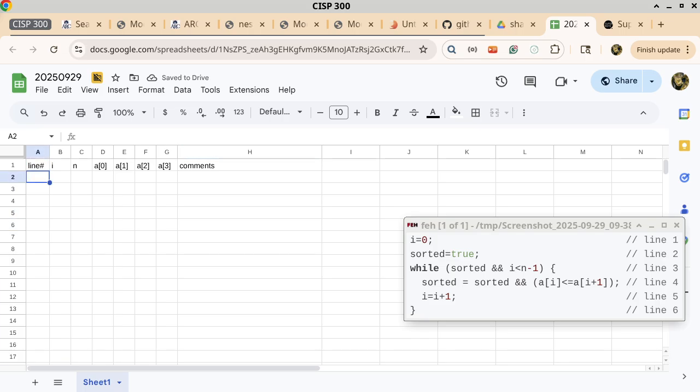All right, so we always think about the precondition. In other words, what are we given? What do we know before the algorithm starts execution on line 1?